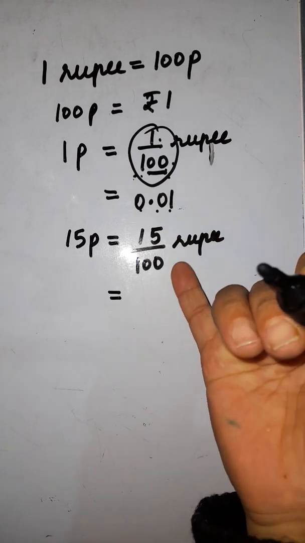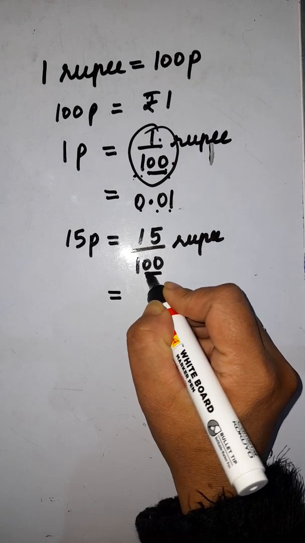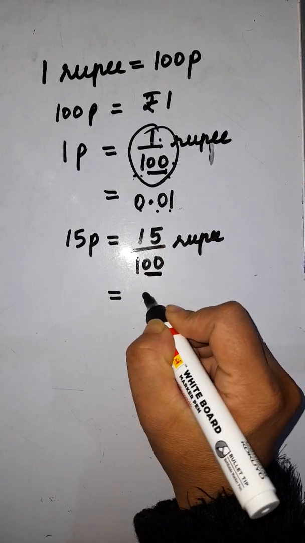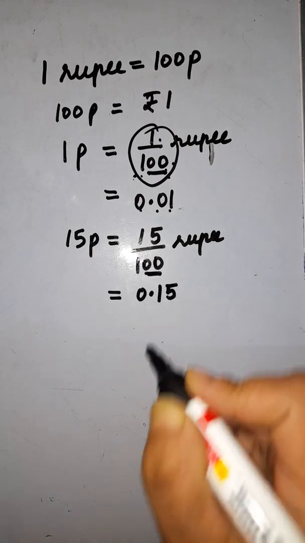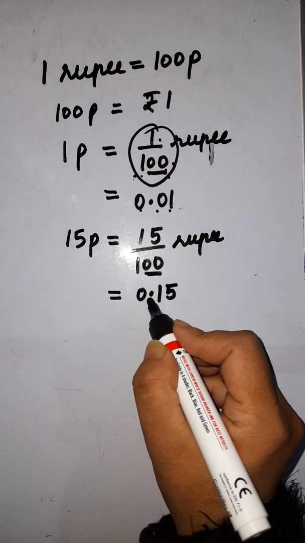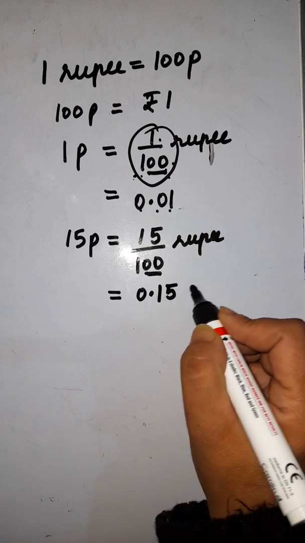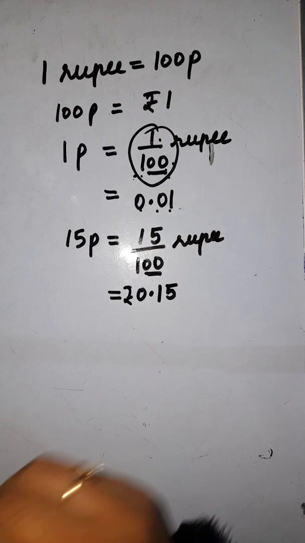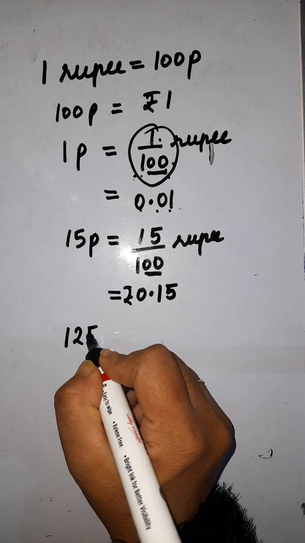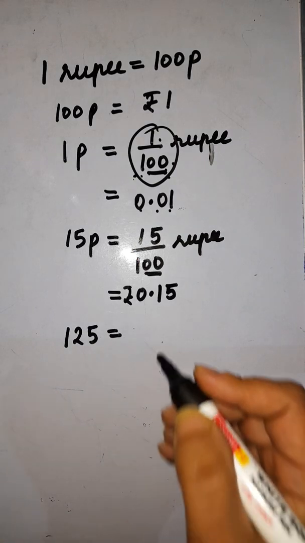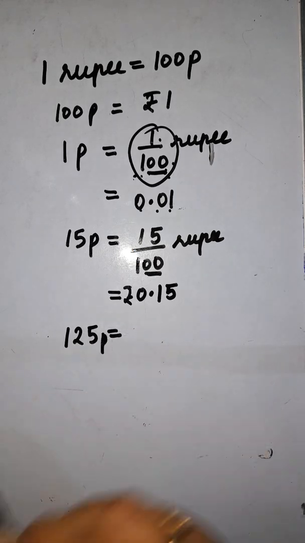If we convert this into decimal, this has 2 zeros. After the decimal point, we need to write 2 digits. So the answer is 0.15. It means 0.15 rupee. Let's take one more example: 125 paise. Now convert this paise into rupees.